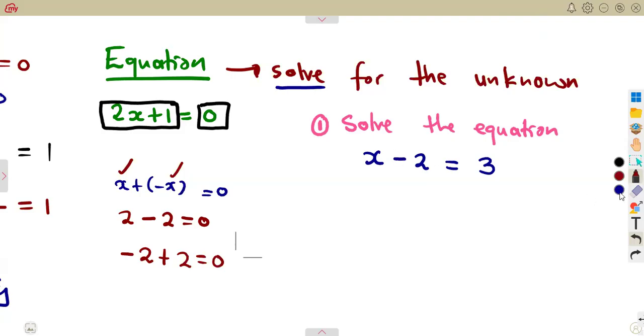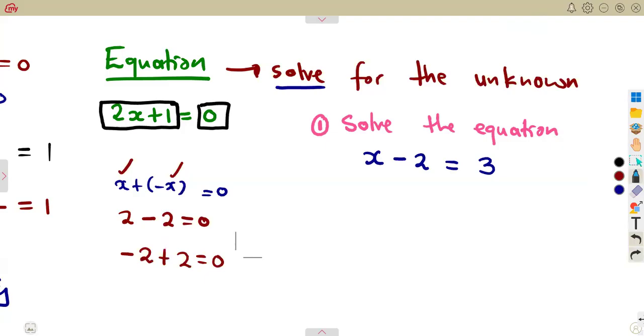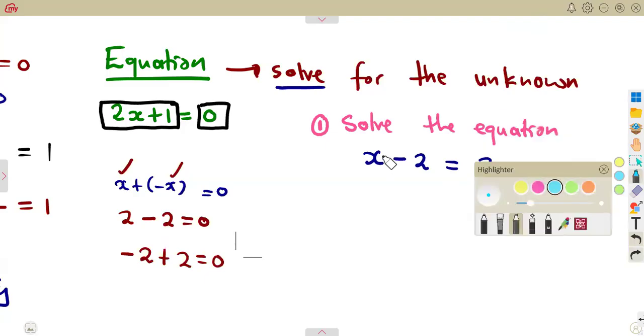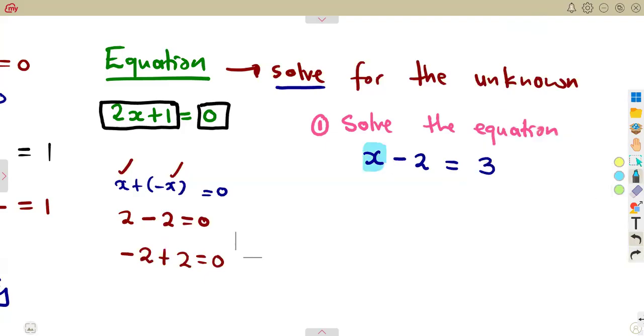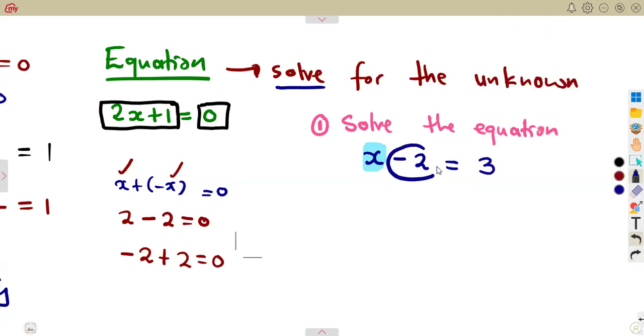So this is it. The number that we want to remove here is this one, so that we remain with x. Remember, what you need to do there is to solve for x. The x is the one that you need, this one. So you need to get rid of, to remove this time minus 2. You must remove this.